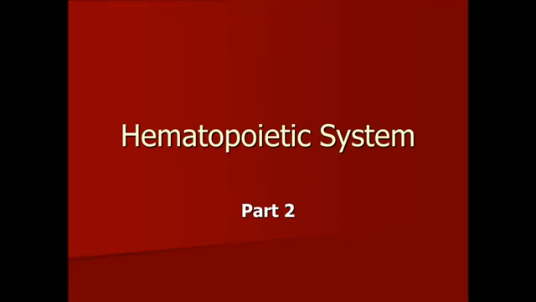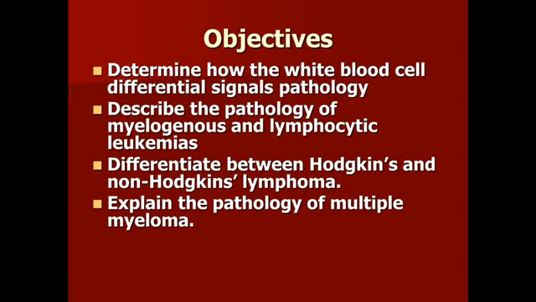This lecture will address the second part of the hematopoietic system. So we're going to talk about how the white blood cell differential actually helps us signal pathology. We'll describe some of the pathology of myelogenous and lymphocytic leukemia, some of the overarching concepts. It's important that you be able to differentiate between Hodgkin's and non-Hodgkin's lymphoma, and then also have a sense of the pathophysiology and the pathology of multiple myeloma.